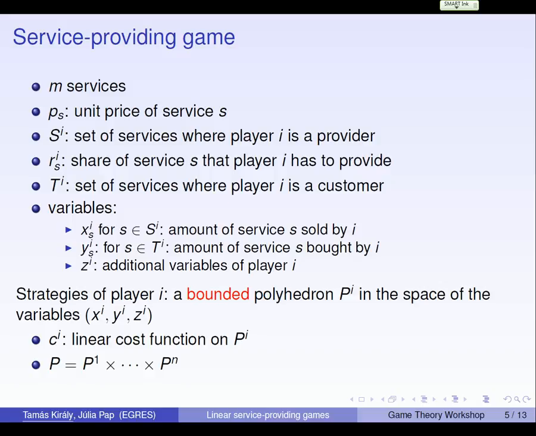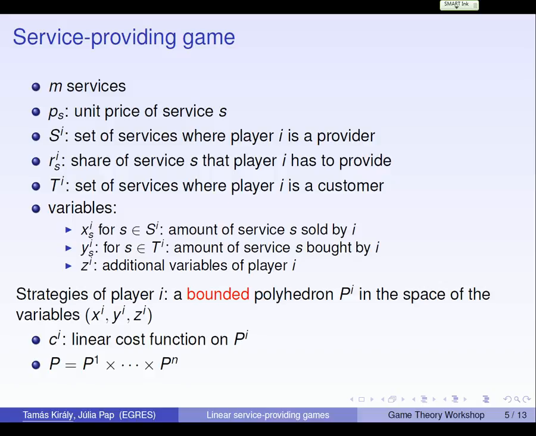And also, there is a set of services where player I is a customer, so you cannot order any service. It can be limited to some subset of services. Each player has three types of variables. For each service, he has an amount of service that he sells, another variable for the amount of service that he buys, and some additional variables. The strategies of a player are some bounded polyhedron in these variables, and there is a linear cost function on this polyhedron.